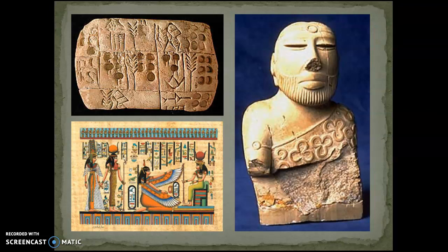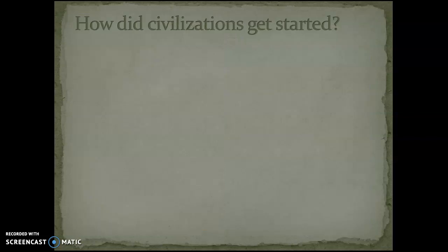Here's just some visuals we can look at. Top left is organized or written language. We see more complex art emerge. But how did they get started? What do historians, or archaeologists, or anthropologists think about how civilizations really emerged?